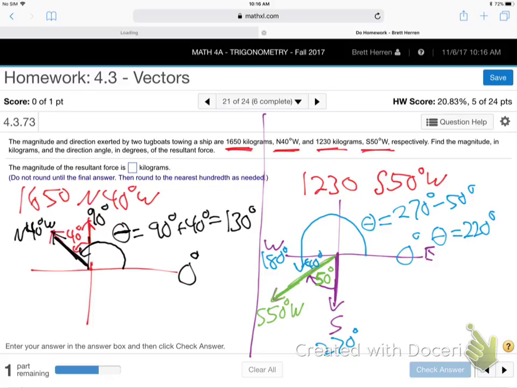So now we've got our two angles. Now we can turn those vectors into ij and then add them up. So do the same thing. Use 4 decimal places to do the next part.